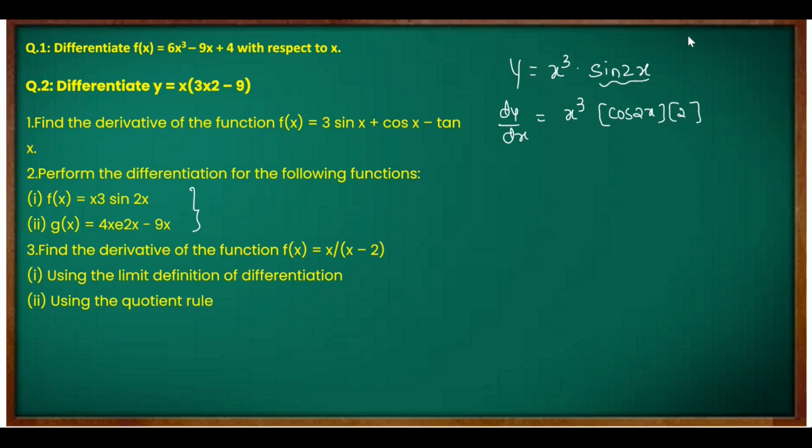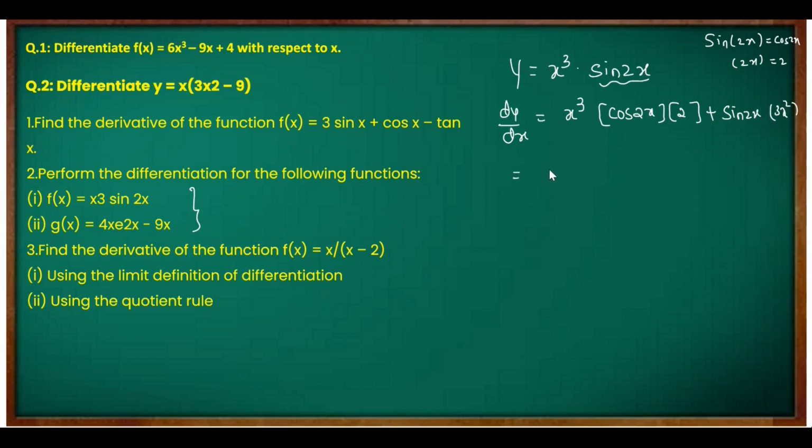Did you observe? Chain rule. Sine of 2x, then 2x differentiation. The differentiation of 2x is 2. The differentiation of sine of 2x is cos 2x. That's the chain rule. Then write plus in between. In the product law, plus comes. Then keep sine 2x as it is, and what is the differentiation of x cube? We know it is 3x square.